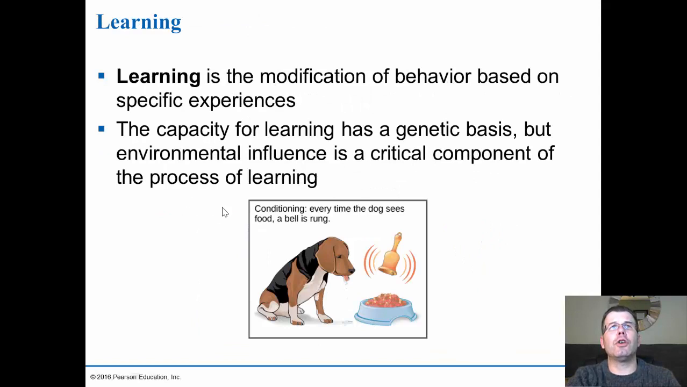Now, we've talked about learning, and learning is the modification of behavior based on specific experiences. And one of the big experiments out there from psychology is Pavlov's dog. The idea was that the dog was trained, or learned, that when he heard a bell, he would get food. And so anytime Pavlov would ring his bell, the dog would start salivating because he would think he was getting fed. And this was a learned behavior.